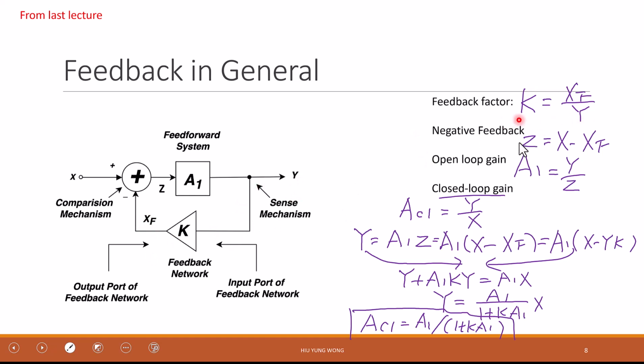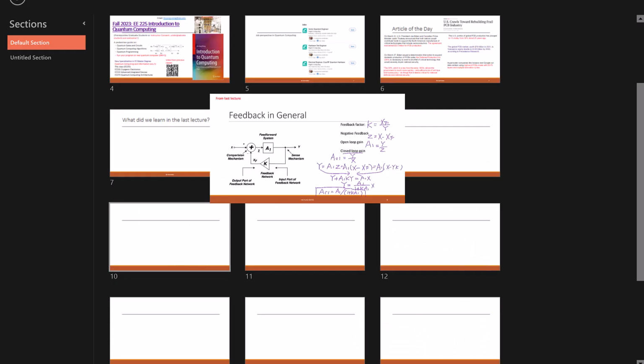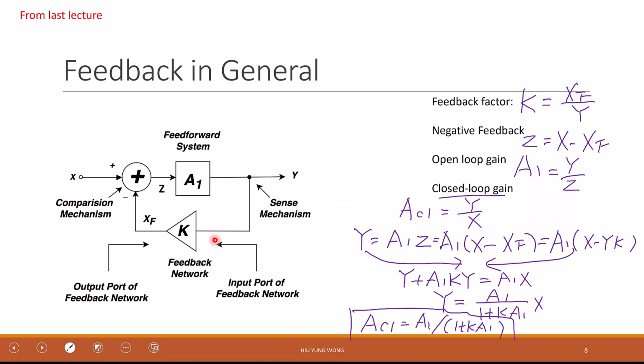So it is k. Whether it's positive or negative feedback does depend on the k also. But here we assume k is positive. I actually should have mentioned this. Because k is positive, to have a negative feedback, we see that the input to the feed-forward system is x minus xf.